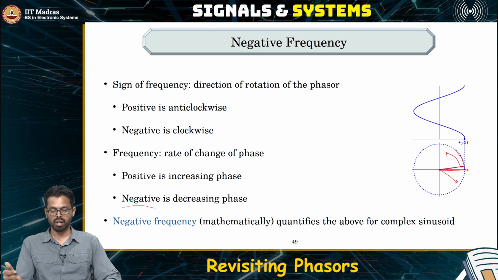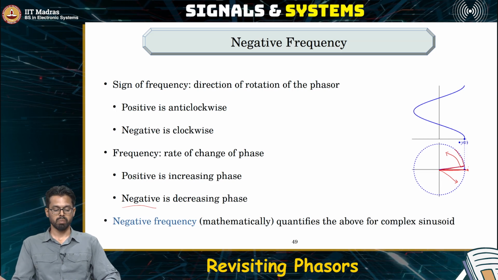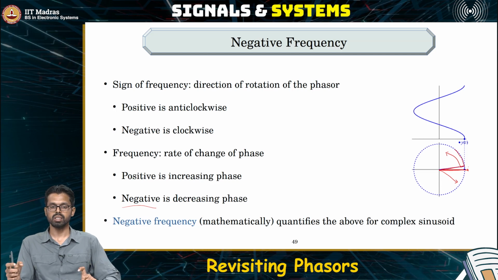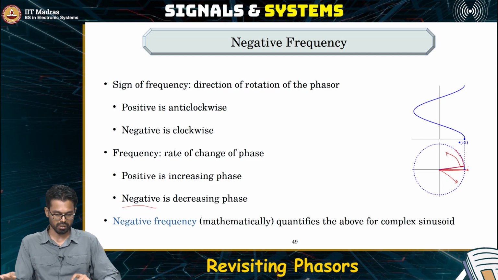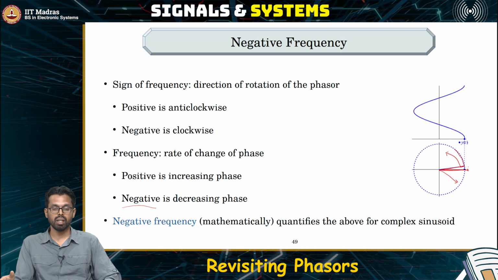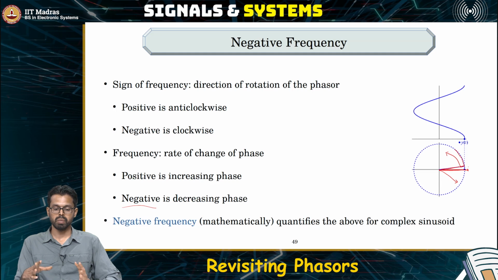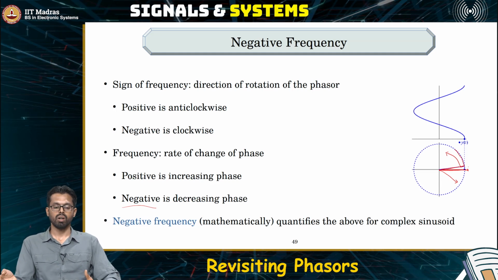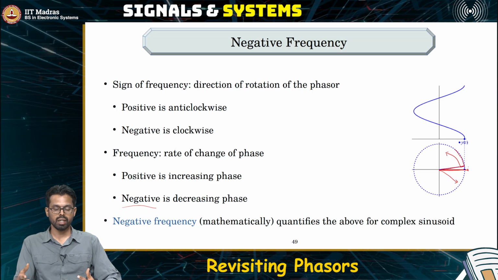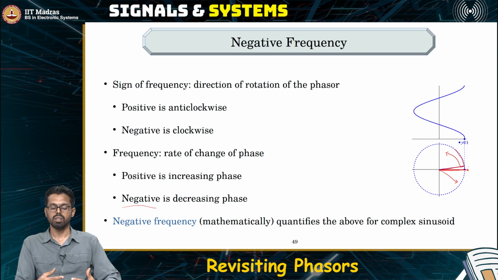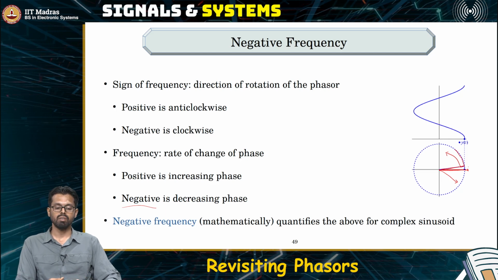The frequency in real life is always a positive number, but the negative frequency of the phasor, so whenever negative frequency is there, it is always that of a phasor. There is no negative frequency defined for a real valued sinusoid. The negative frequency makes sense only for a phasor, because only for a phasor we have rotation. For a real valued sinusoid, there is no rotation, right? So there is no sense to define negative frequency for real valued sinusoid.